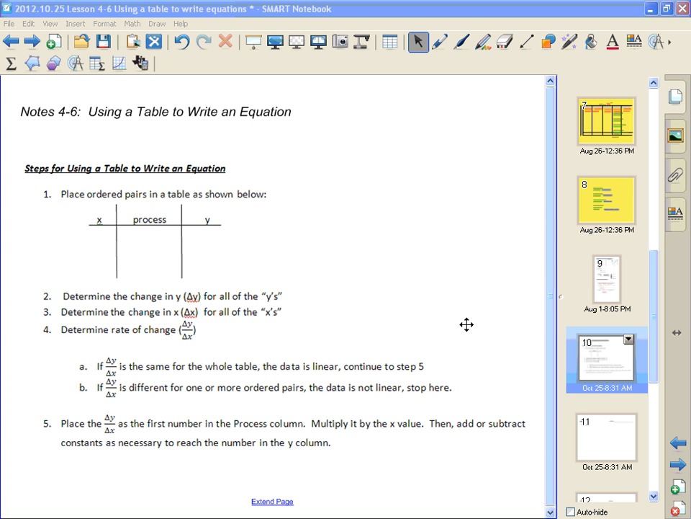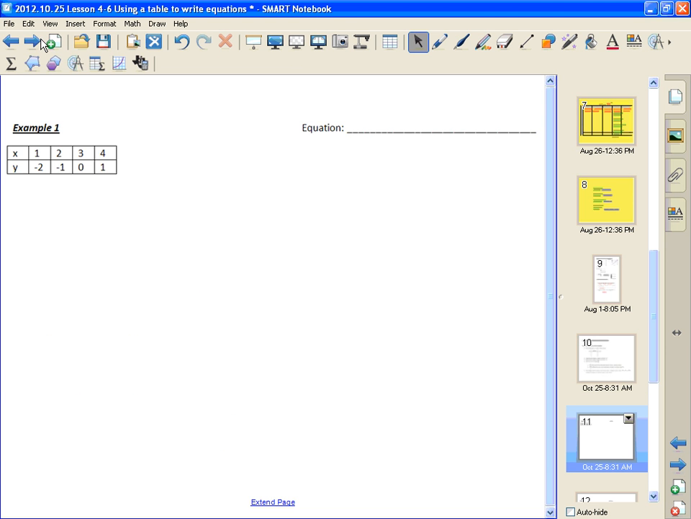All right, so on notes 4-6, it says we're going to be using a table to write an equation. These notes are helpful if you're totally lost, but I'm not going to go through them because they're long and wordy. I'm just going to show you how to do it, and then you can come back and refer to the steps later if you need them, like while you're doing your homework, okay? So I'm starting at example 1. Everybody find example 1 on your paper.